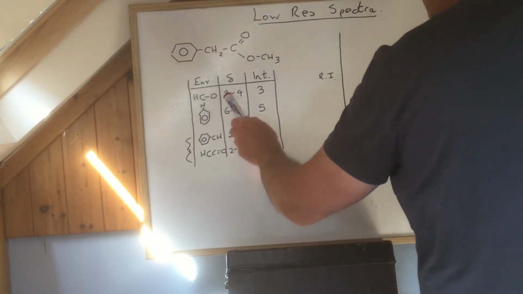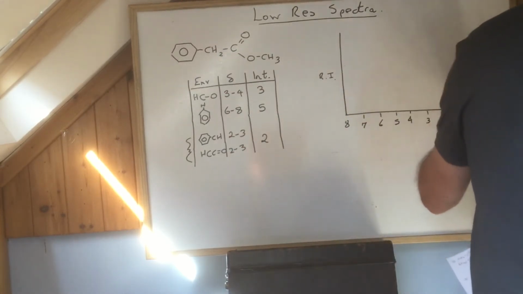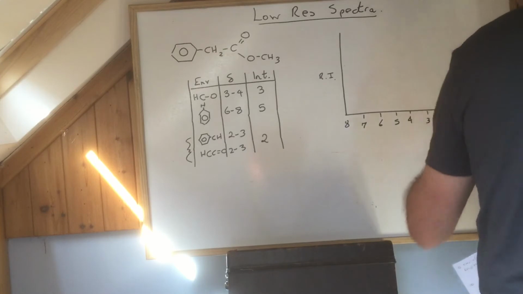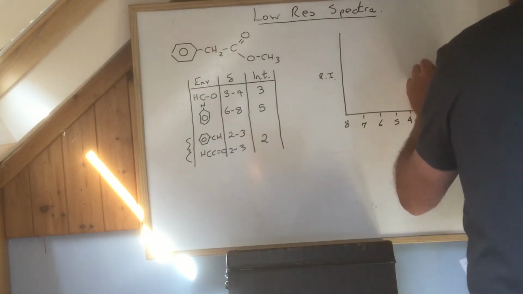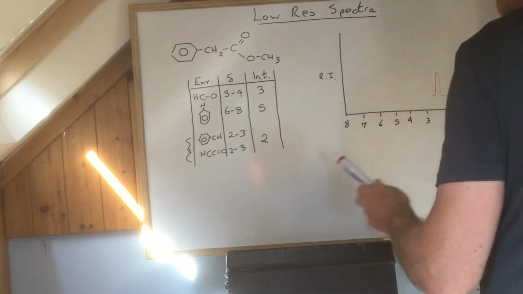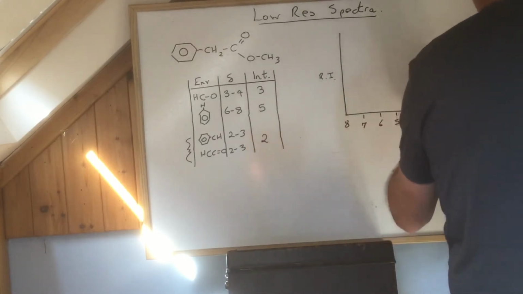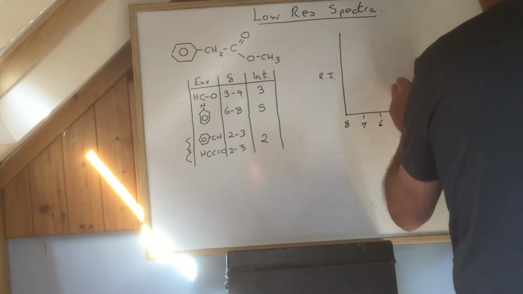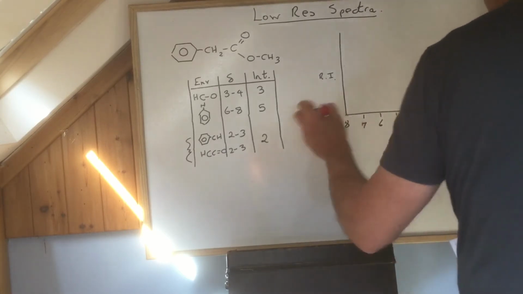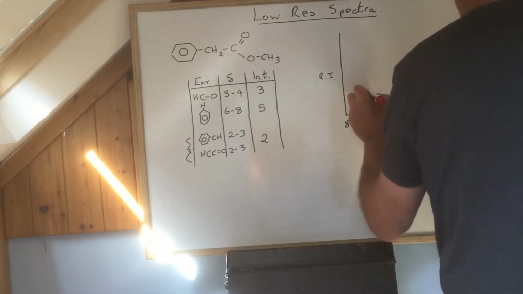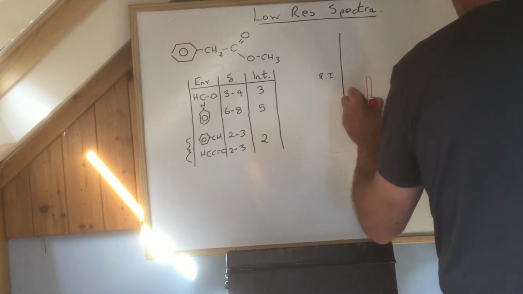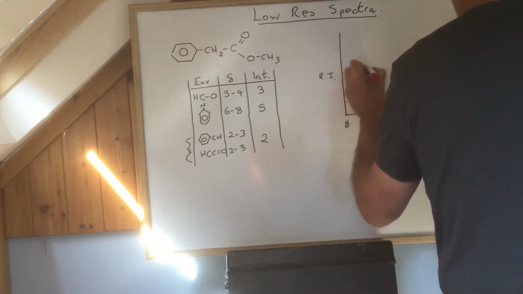Two to 3, 3 to 4. So, going along here, 2 to 3, 3 to 4. Again, I'm not really drawing these peaks in any particular size. And then 6 to 8 up here, classic benzene ring territory. Okay, right there. Let's put an integration on.